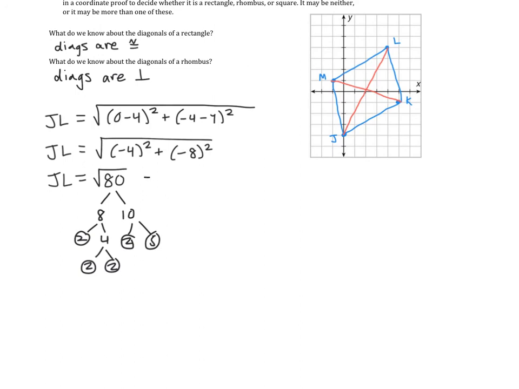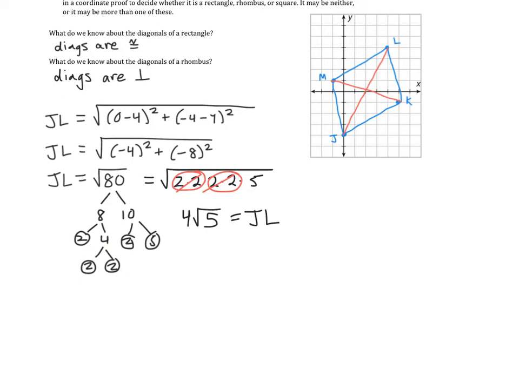So remember, we could say square root of 80 is the same as square root of 2 times 2 times 2 times 2 times 5. You can list out your prime numbers. And then for each pair of numbers, one escapes. So we end up with 4 root 5 because 2 times 2 is 4. So this is the length of JL.